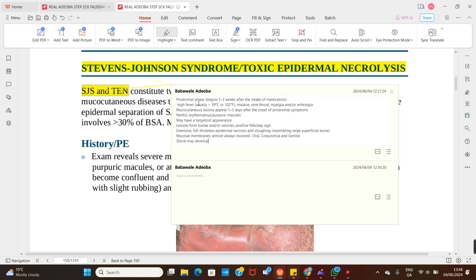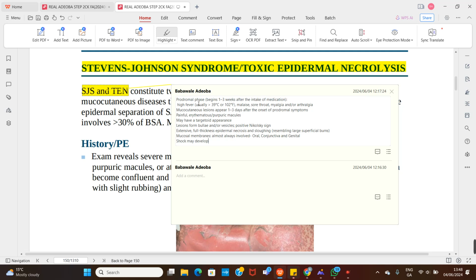What differentiates SJS TEN from erythema multiforme is what? The positive Nikolsky sign in SJS TEN, which is negative in erythema multiforme, regardless of if it's erythema multiforme major or minor. They always have a negative Nikolsky sign. Don't forget that. I have emphasized it. Please, we should take note of it.